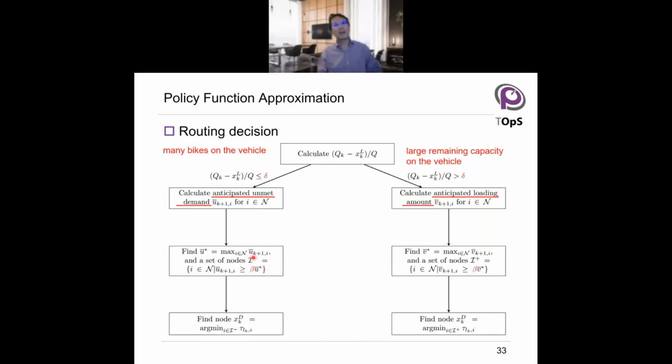The basic idea is you look at the anticipated unmet demand. When you have many bikes on the vehicle, you calculate the anticipated unmet demand of all other nodes, and you find the most needed one. But the most needed one may be very far away. So we take a ratio beta. For whatever demand nodes have more demand than beta times the largest demand, we include all of them and pick the one with the shortest travel time. We do the same for the other part. The only difference is that we look at where we want to pick up bikes.